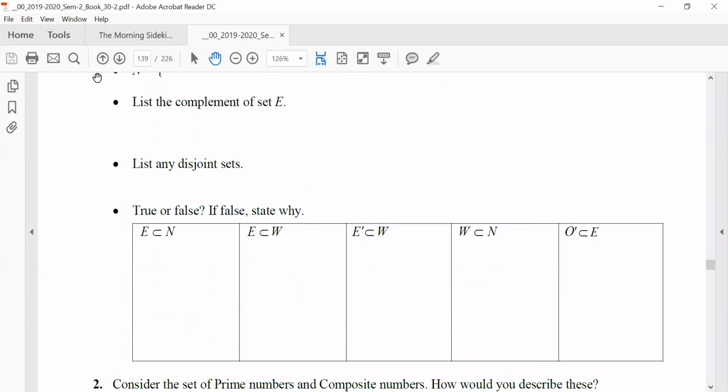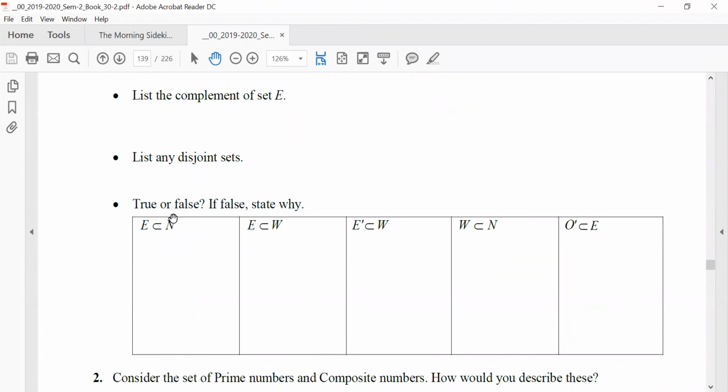Okay, now, true or false? And if it's false, state why. If it's false, tell me why it's false. So, are the even numbers a subset of the naturals? Are all evens in the naturals? The answer is no.